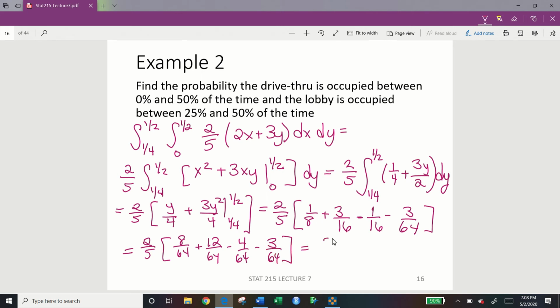This is going to be equal to 2/5 multiplied by 13/64. Simplify along our diagonals, and that will give us 13 over 160. Yes, looks good. So the probability that the drive-through is occupied between 0 and 50% of the time, and the lobby is occupied between 50% of the time, is 13 over 160. Wow, good job. Now, that brings us to the end of our second objective.